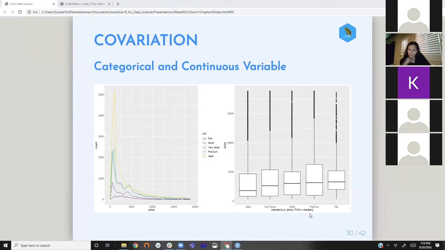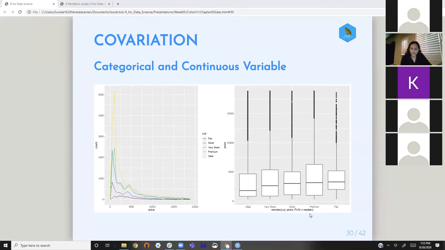To me, okay, I'll go first. It was interesting that even though the cuts can be premium or good, the price is actually pretty low. That kind of surprised me a lot, that the fair ones actually tend to be pricier, almost on par with premium, and actually more expensive than the very good. So ideal was actually lower than the rest. I'm not sure what the difference between ideal and very good or premium is, but that was a little bit curious to me.